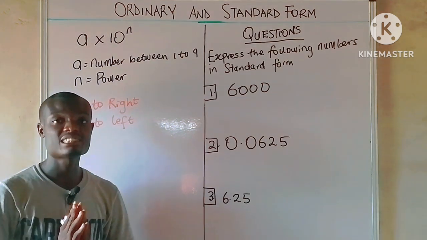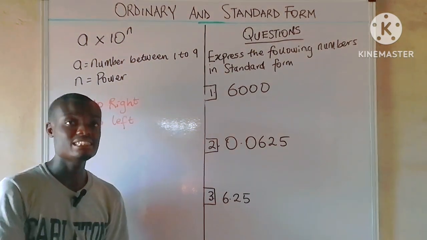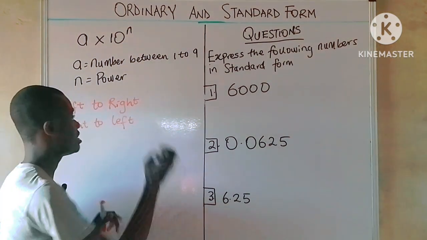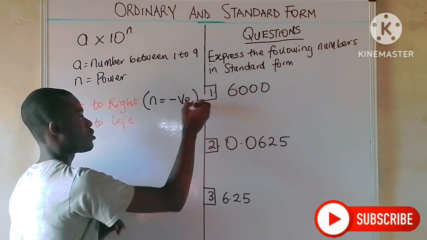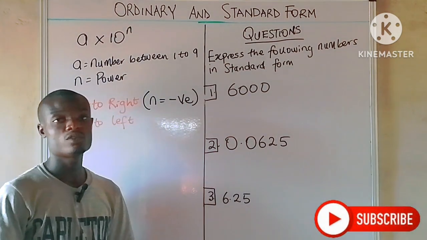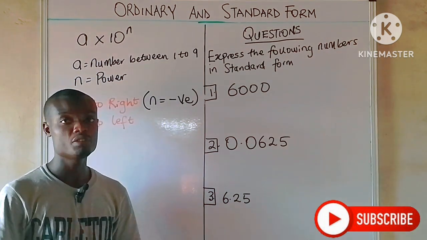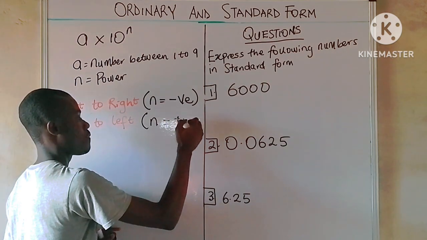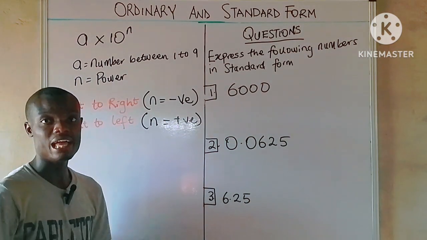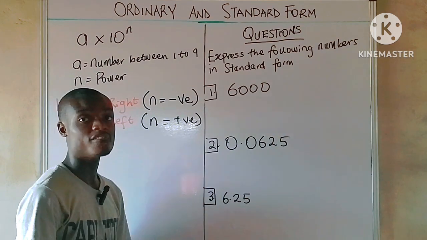So if I move my decimal point from left to right, n is negative. While if I move my decimal point from right to left, n is positive. So in this case, n is said to be positive. So let's apply these principles in solving this question. In question 1, we have 6,000.